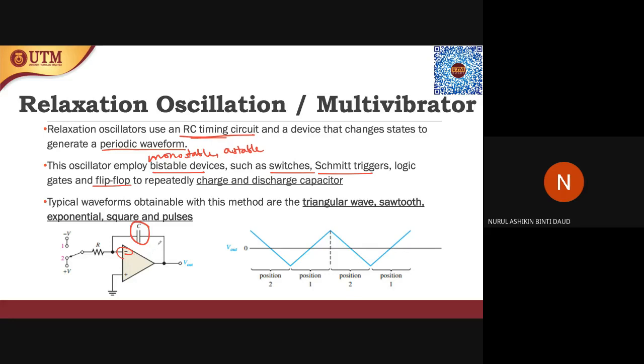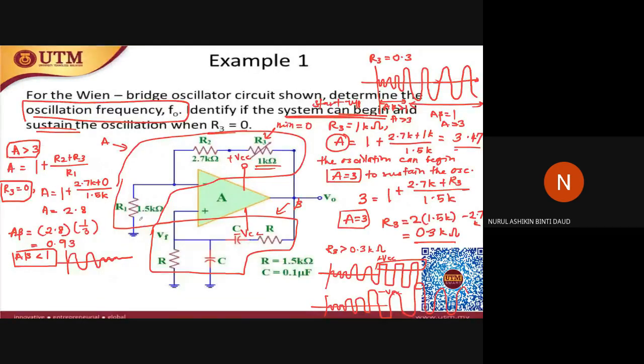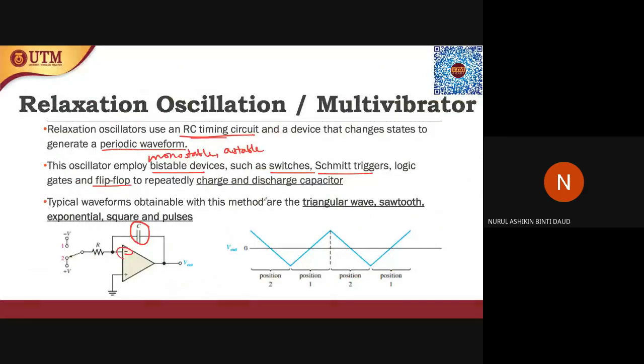op amp. It differs from the previous sinusoidal oscillator. If you look at the Wien bridge oscillator, for example, the capacitor usually takes part in the feedback part. But for this multi-vibrator, the capacitor takes part in the amplifier gain part. When a capacitor is involved, you play with time for the capacitor to charge and to discharge, right?